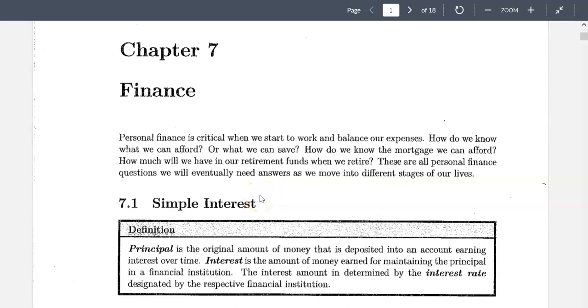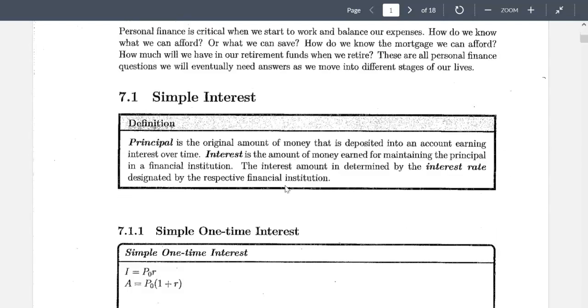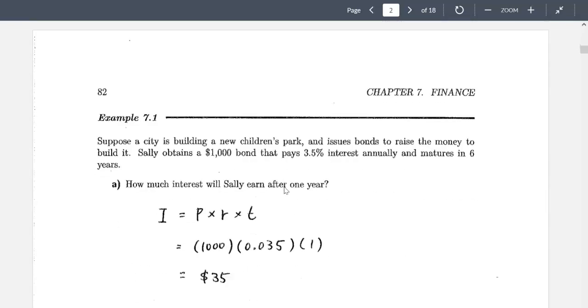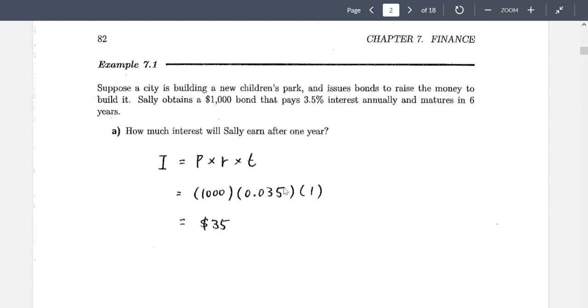Chapter 7, Finance. We're going to start with Chapter 7.1, Simple Interest. The simple interest formula is I equals PRT. P stands for principal, R is the interest rate, and T is time. Time is usually in years. Then I, of course, is the interest.